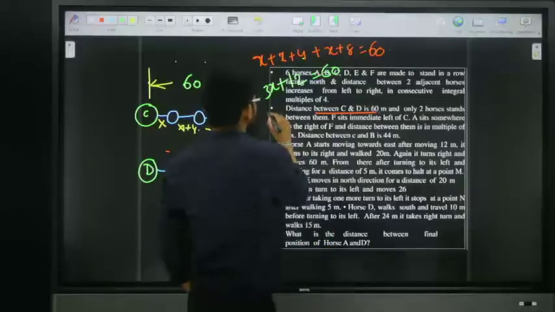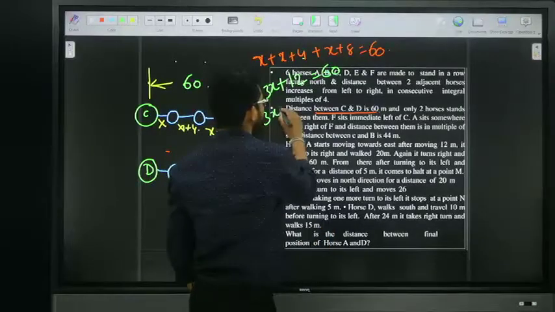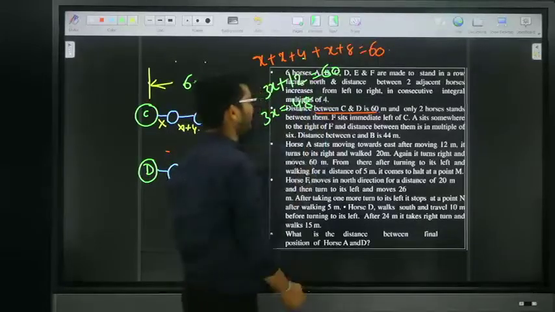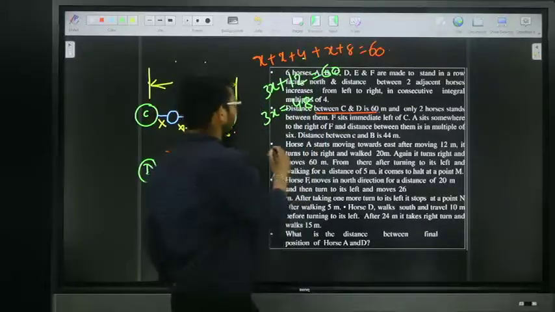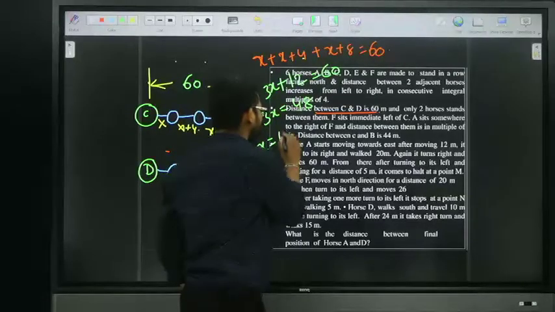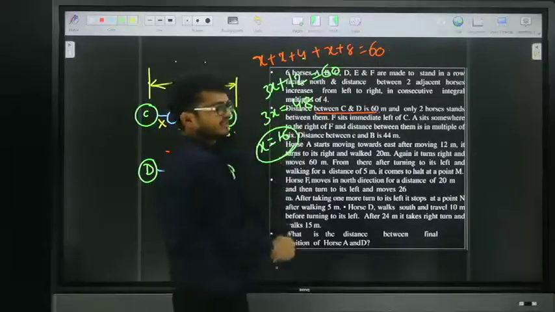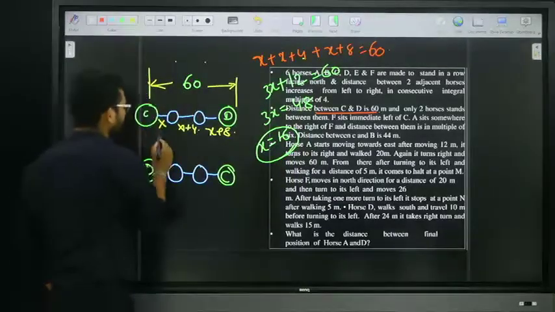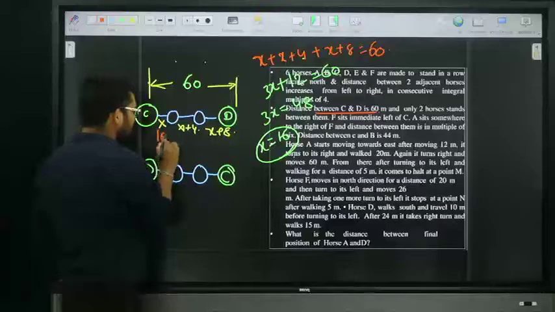Then 3x equals 60 minus 12, which is 48. That means x equals 48 by 3, which is 16. So the x value is 16.